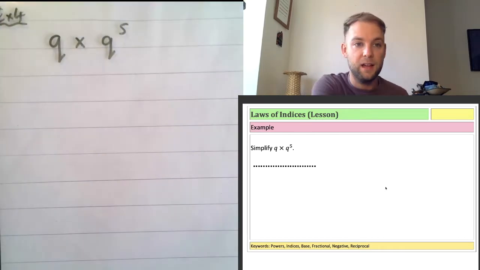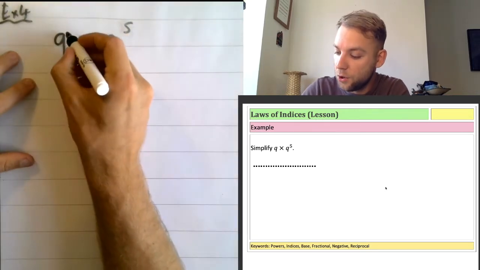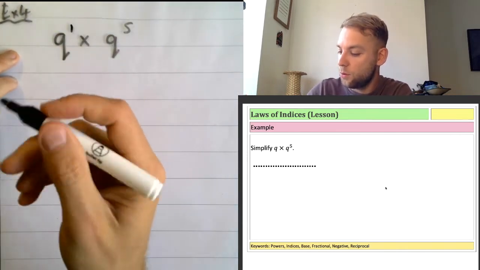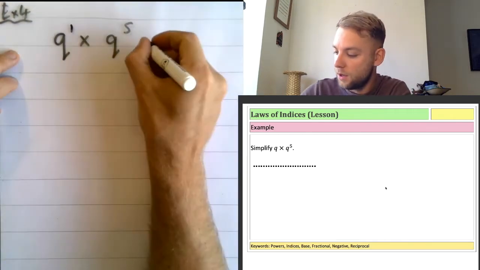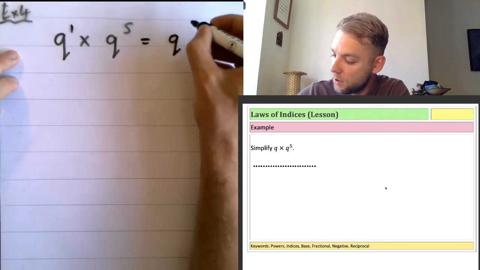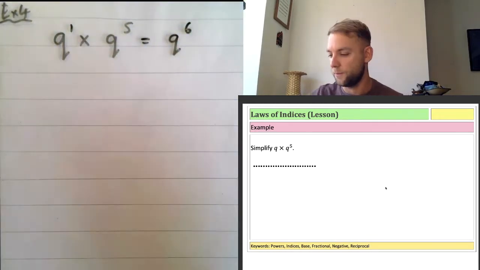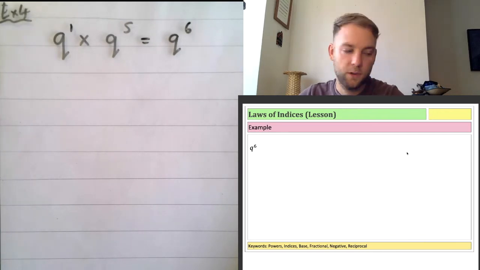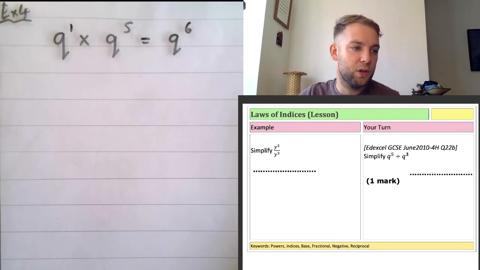So this one here, my first stage is I'd probably put the power in. So q to the power of 1. And then it's exactly the same. So when I'm timesing powers with the same base, I add them. So that one there is going to be q to the power of 1 plus 5, which is 6. Nice and straightforward. So easy, that one. Okay. So let's just check the answer. q to the power 6. Super.